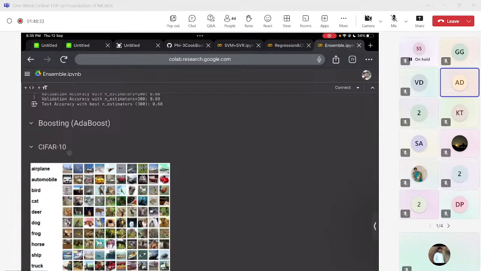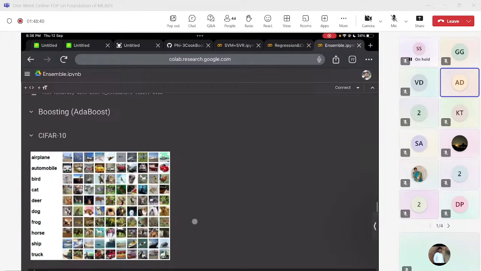CIFAR10 is a very real, popular image classification dataset. Even till now in research, CIFAR10 is still being used whenever you come up with a new neural network algorithm. You test it on CIFAR10 and report the values. So CIFAR10 is still very relevant and popular.